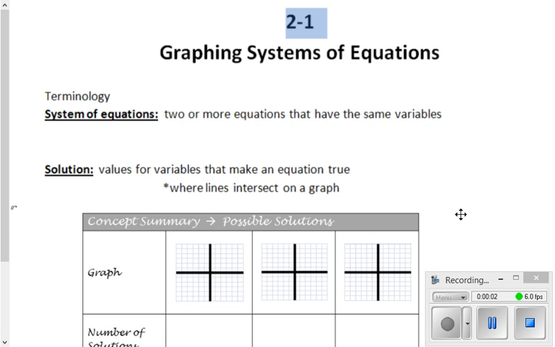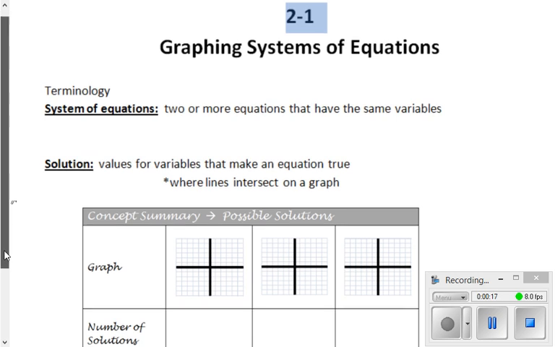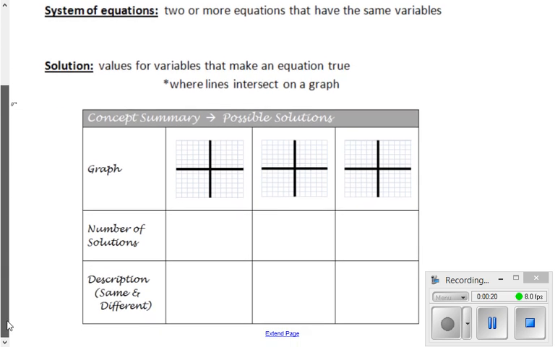Lesson 13, graphing systems of equations. Systems would be plural, so two or more equations that have the same variable. Solutions are values that make the equation true. It's where lines on the graph are going to intersect. So we'll be graphing a couple lines here today and finding that point of intersection to determine our solution.